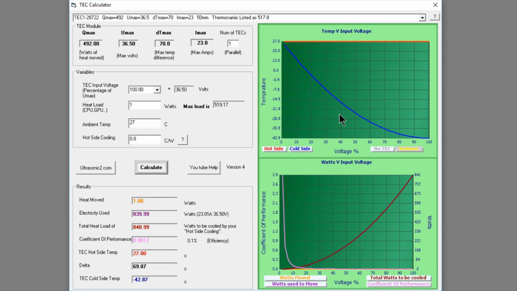Welcome back, everyone. We are going to talk about actual TEC efficiency slash COP, coefficient of performance. So we're going to take a couple of examples and work through them.